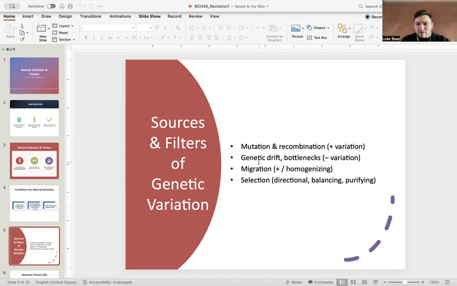Then we're looking at genetic drift and bottlenecks, which lead to less variation, migration, which leads to more variation and homogenizing of a population, and then selection, which can be directional, balancing, and purifying.